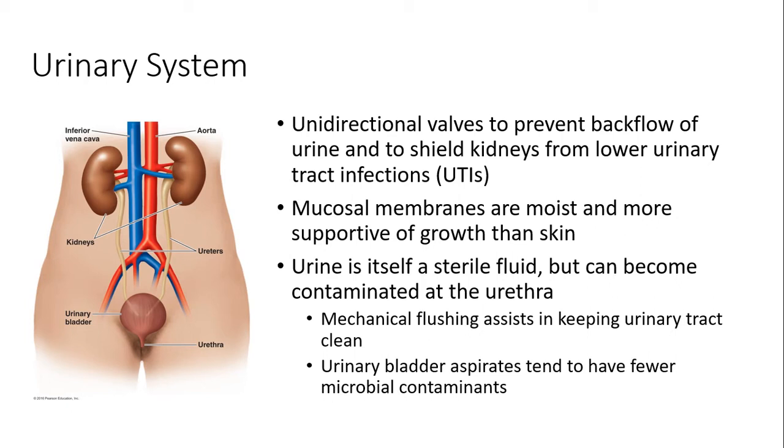So, the mucosal membranes that are part of your body, whether that's in your nose or in your vagina or your gastrointestinal tract, any of these things, they tend to be moist and are more supportive of growth than the outer surface of your skin, for example. Now, urine in and of itself is a sterile fluid. However, it's actually a great growth medium. So organisms can grow there.